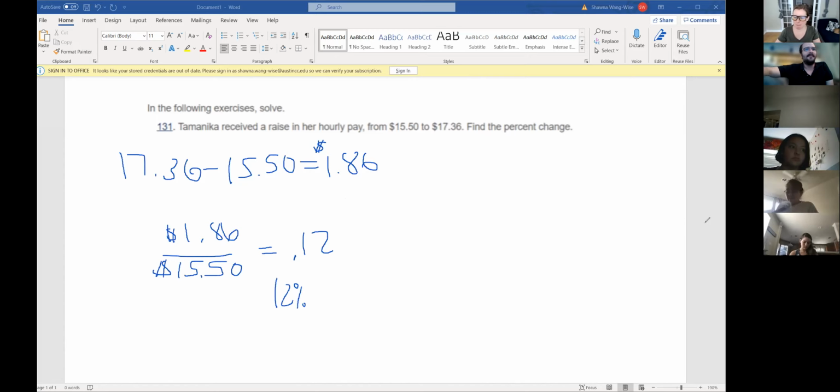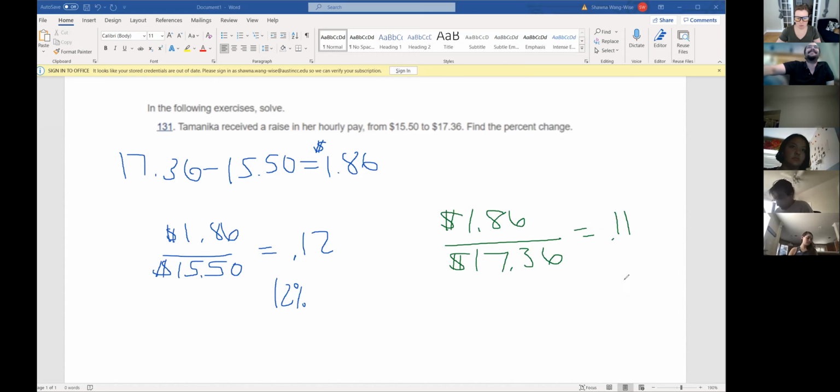Did anybody try to divide by the other one, 1736? I was surprised no one said that. That they didn't do 1.86 divided by 17. That's one of the most common errors, I think. What would that give us? 11%. Not the right answer. 11%. Okay.